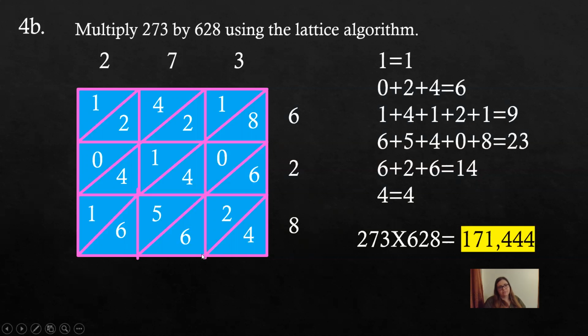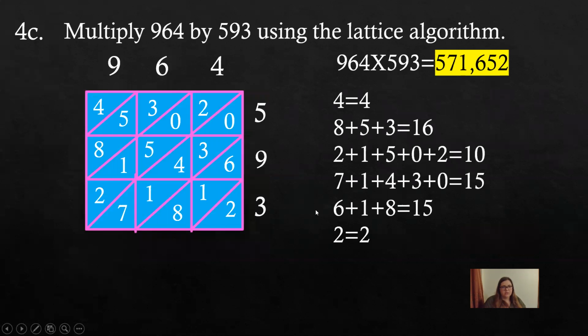So 4 equals 4. 6 plus 2 plus 6 equals 14. So this is 4, and then you're going to carry your 1 over here. So it's 6 plus 5 plus 4 plus 8 is 23 plus 1 equals the 4 right there. Carry over your 2. 1 plus 4 plus 1 plus 2 plus 1 is 9. Plus 2 is 11. That's how I got that 1 right there. And so on. So that's how I got 171,444.